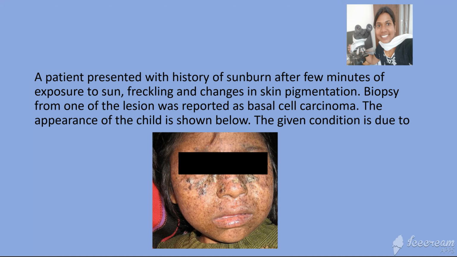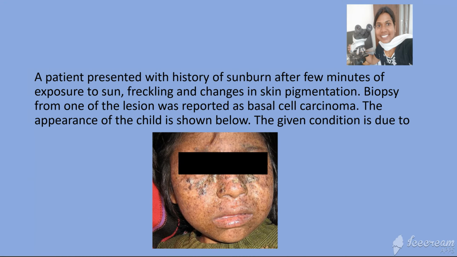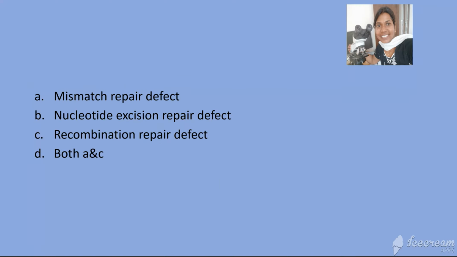So today's question is, a patient presented with history of sunburn after few minutes of exposure to sun, freckling and changes in skin pigmentation. Biopsy from one of the lesions was reported as basal cell carcinoma. The appearance of the child is shown below. The given condition is due to what? Mismatch repair defect, nucleotide excision repair defect, recombination repair defect, or both A and C.